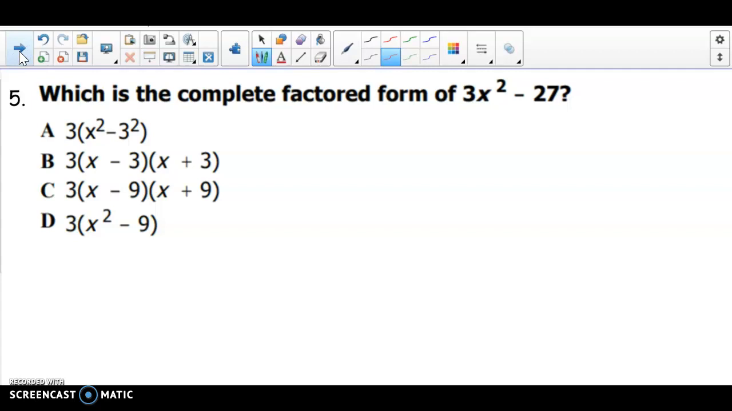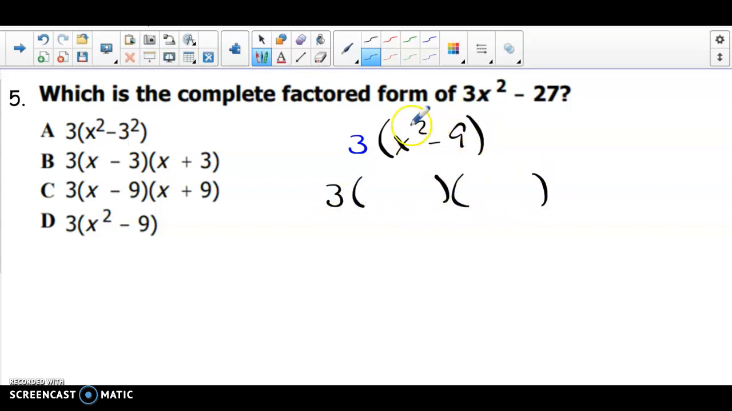Number 5. Always look for GCF first. I found a GCF that I can take out. I can take a 3 out of everything, and I have left x squared minus 9. Bring down my 3. Now I try to factor this. Both of these are perfect squares, and they're separated by a minus, so I'll have 1 plus and 1 minus. And I take the square root of both of these. Square root of x squared is x, and the square root of 9 is 3. There's my answer.